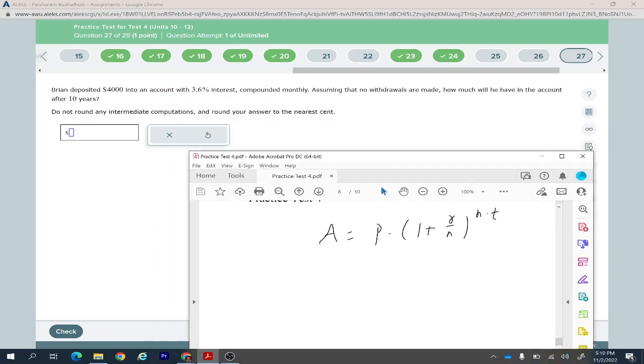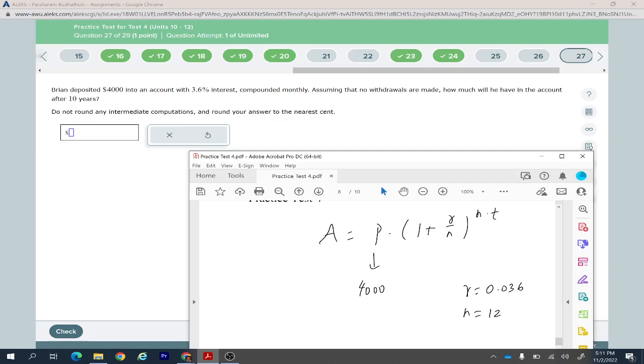So what is the problem? Brian deposits 4,000, so this 4,000 is the principal, in an account with a 3.6% interest rate, so r is 0.036. Whenever you see the percentage, just divide that number by 100, that will give you the value of r. Compounded monthly means n equals 12. If it's compounded monthly, then you have to count how many months are there in a year. So there are 12 months, so that's the reason n is 12.